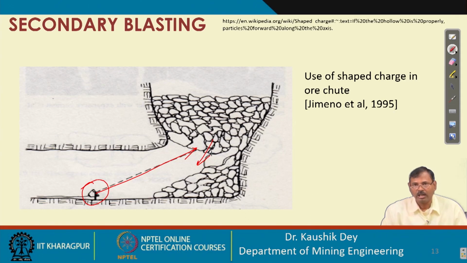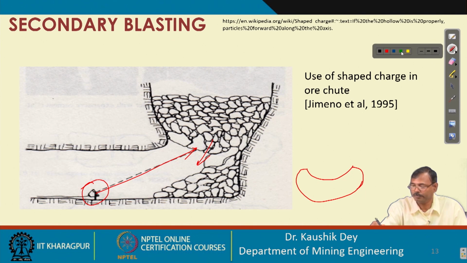Otherwise, you can use plaster shooting here also, where you can throw the explosive already fitted with a mud clap, and in this mud clap one can keep the explosive like this.